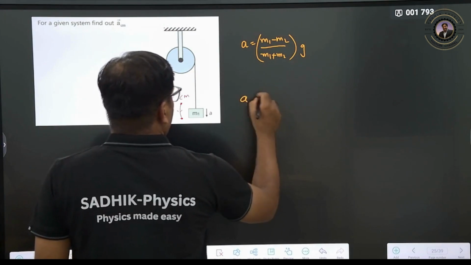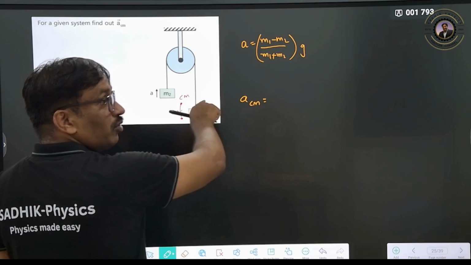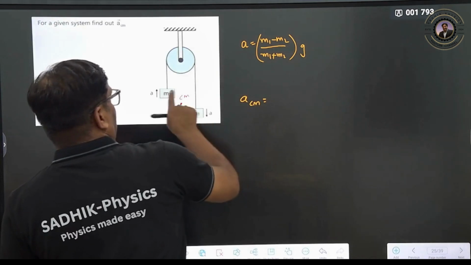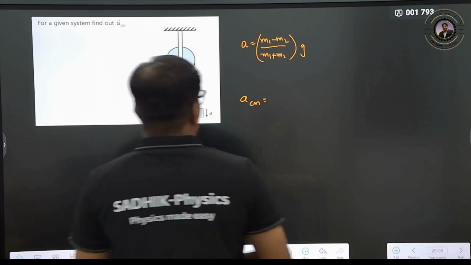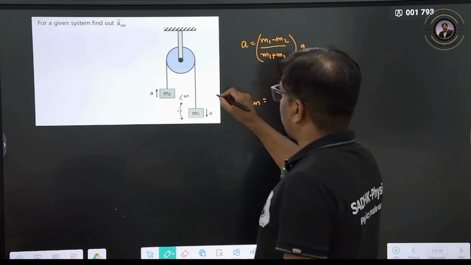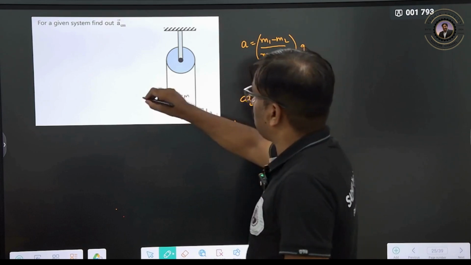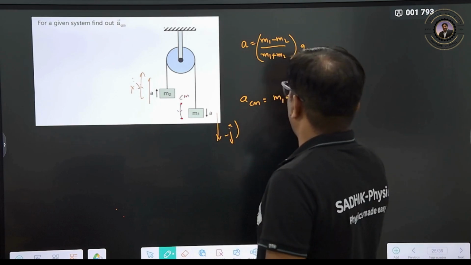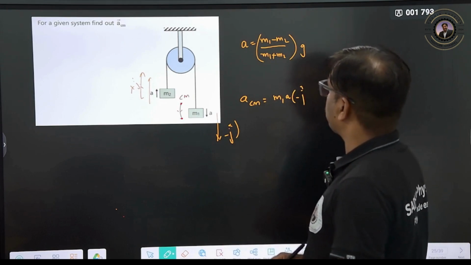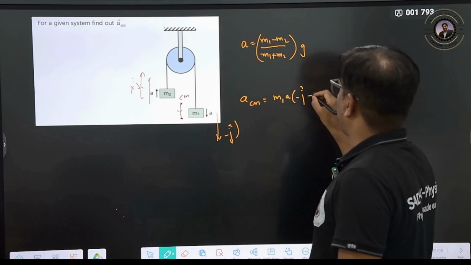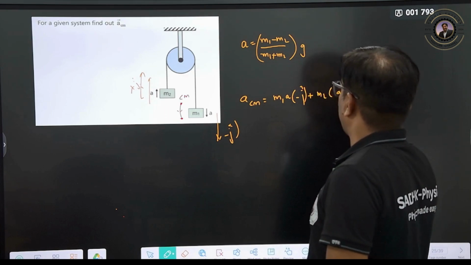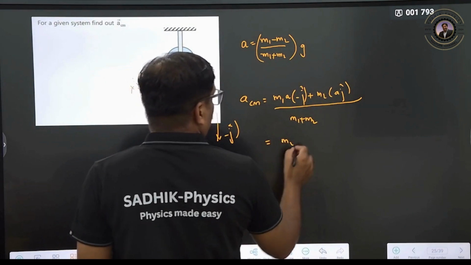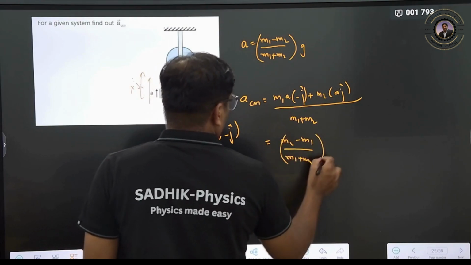So we want to calculate the acceleration of your center of mass: m1a1 plus m2a2 by m1 plus m2. These two are moving in opposite directions, so you can just use the formula. This side is the negative j axis and this is your positive j cap. Just substitute it and you can get your answer. Suppose downward is minus j cap, and this is plus j cap. So m1 into a into minus j cap, plus m2 into a into j cap, divided by m1 plus m2. Clear? How much will it be? It is m2 minus m1 by m1 plus m2, into j cap.